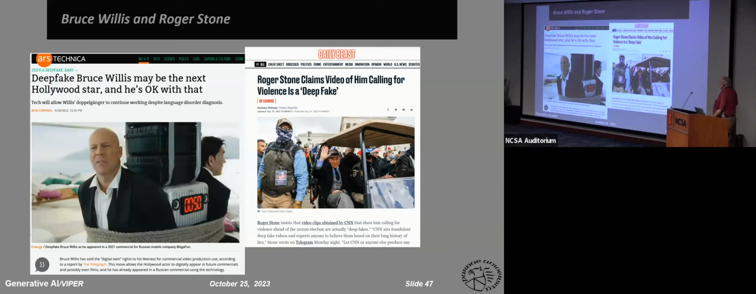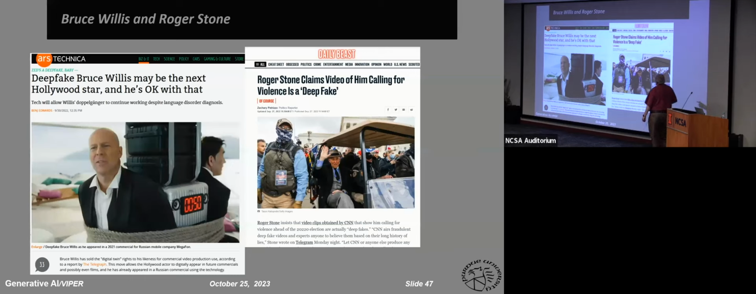Okay, here's something else I thought was interesting. Bruce Willis, as some of you may know, is having some cognitive issues right now, and he's retired from acting, but he's granted that his likeness can be used as deep fakes to insert himself into movies. And there's a payment schedule and everything like that. So in the future, you might see a Bruce Willis movie where Bruce didn't really do it.